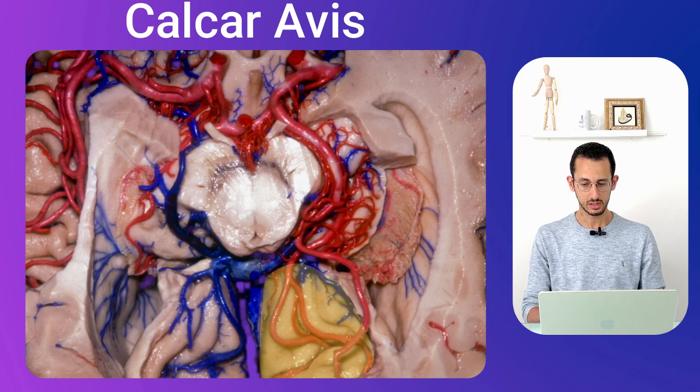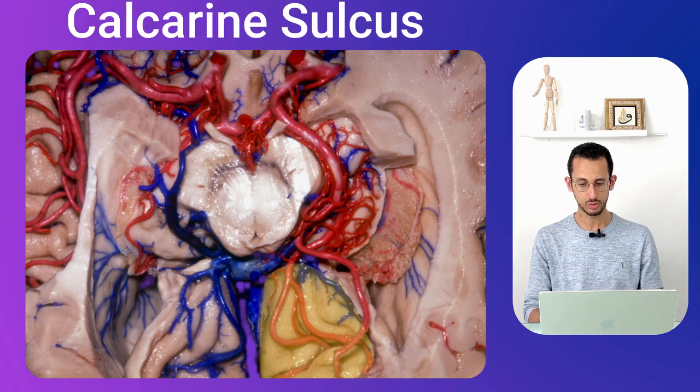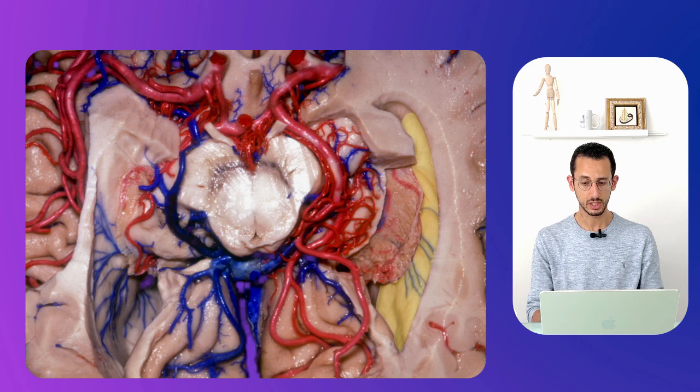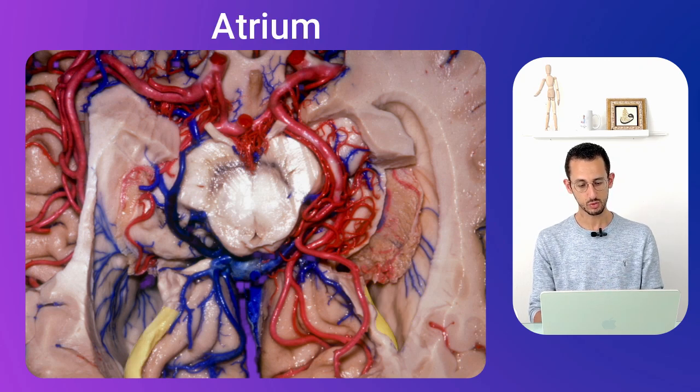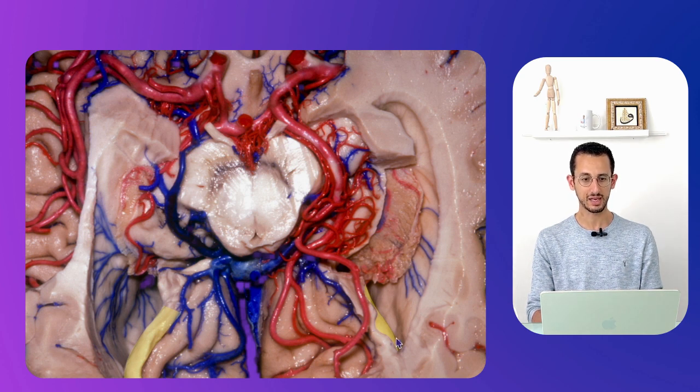This is the calcarine sulcus, and those again, the optic radiations traveling along the temporal horn on the roof and the lateral wall, and then it goes towards the cortex surrounding the calcarine sulcus, as we have seen in the previous dissections. This is the atrium of the lateral ventricle. This will form kind of a projection or an impression into the lateral ventricle that's called calcar avis.